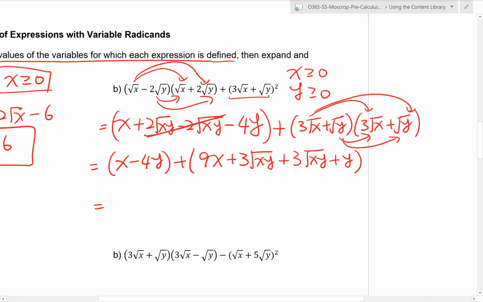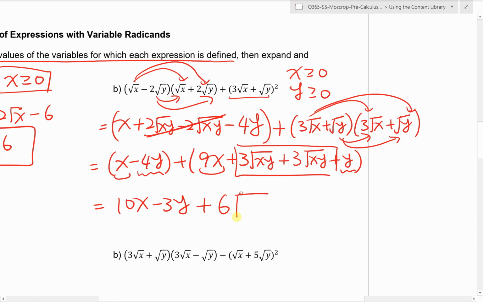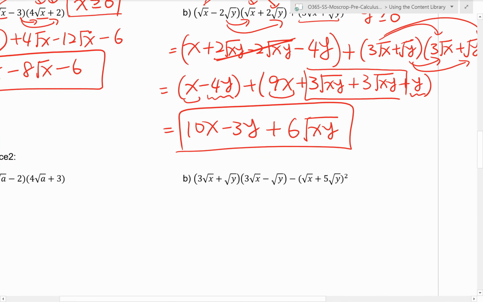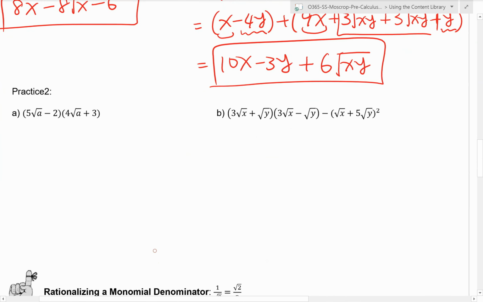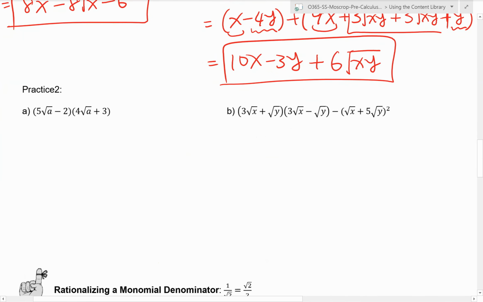Finally I can collect all the like terms together. That's x plus 9x is 10x. Negative 4y plus y is negative 3y. We have these two together: 3 root xy plus 3 root xy is 6 root xy. And that is your final answer. Give it a try for the next two questions and see how you do.